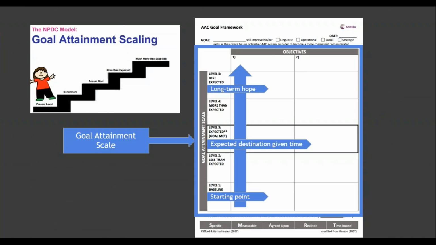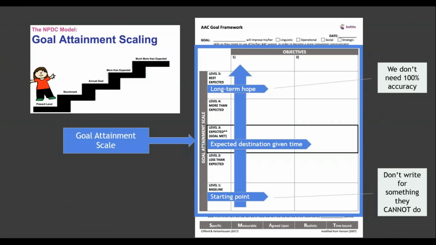So here we have the goal attainment scaling. Level 1 is our baseline. We want to think about stimulability and where they have some emerging skills that can make the goal we're about to write attainable. And level 3 is our expected destination, given the timeline and setting you're working in. So this could either be an IEP year, it could be 10 approved insurance visits if you're in an outpatient clinic setting, or it could be a month of rehab, for example. And then level 5 is the long-term hope for the goal. Keep in mind here that this doesn't necessarily equate to 100% accuracy.